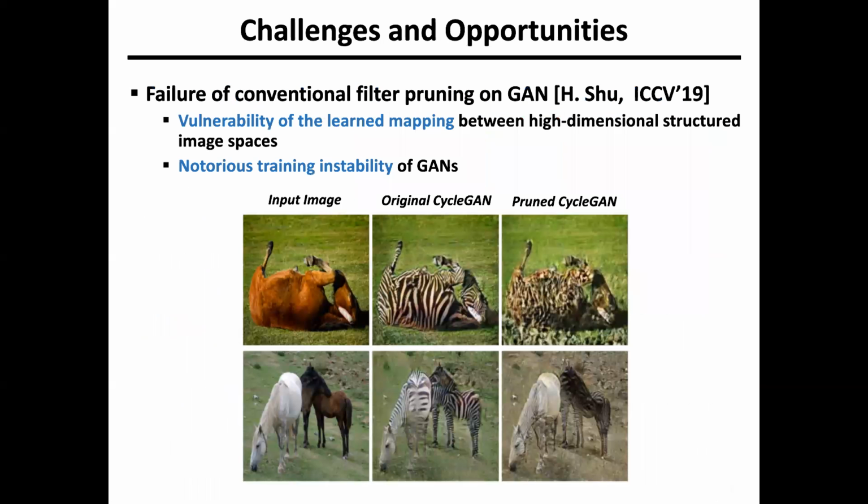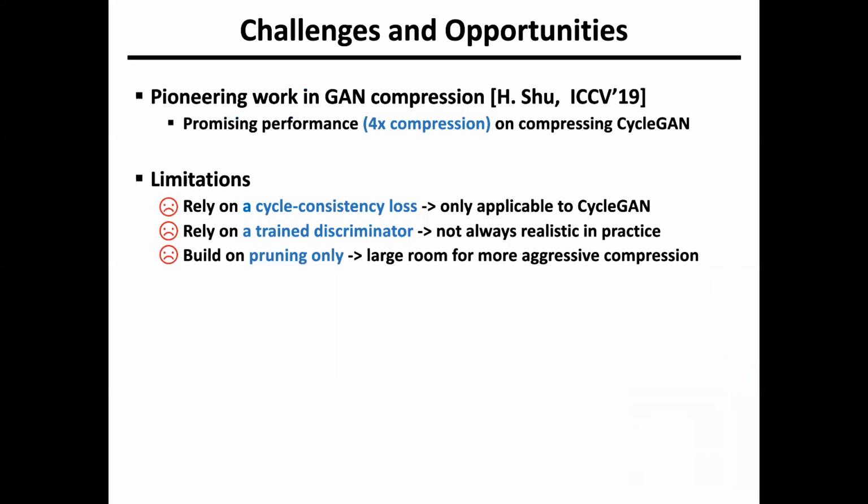However, a recent pioneering work in GAN compression pointed out that directly applying conventional filter pruning method on GAN will end in failure, as shown in the figure, due to the vulnerability of the learned mapping between high-dimensional structured image spaces and notorious training instability of GANs. This was one pioneering work in GAN compression upon our submission, which achieved promising performance on compressing CycleGAN.